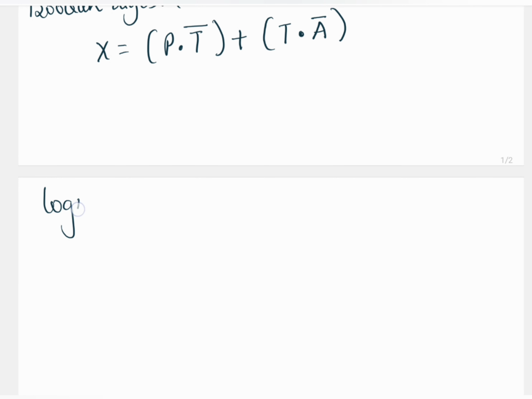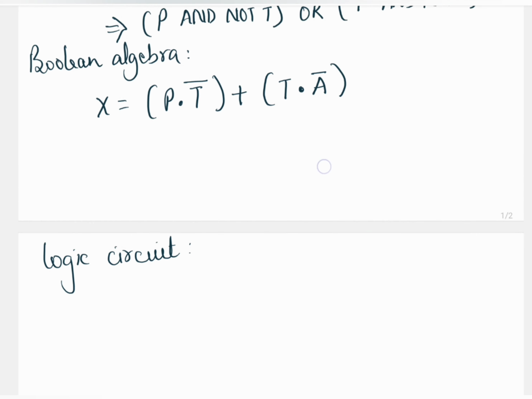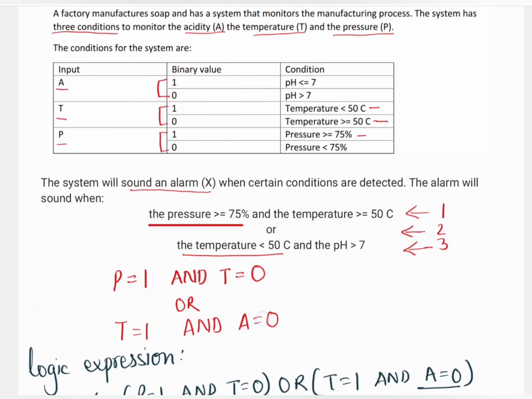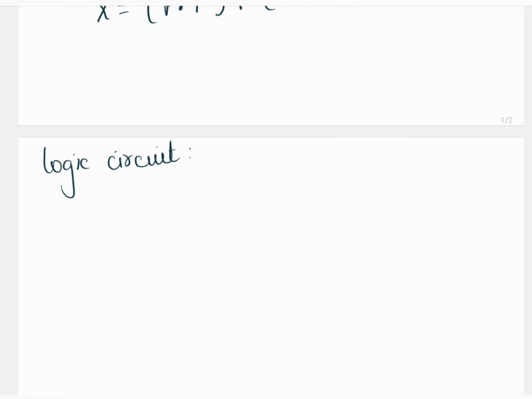Next job, logic circuit. We have got three variables. Looking at the table, I'll just scroll. Use the variables in the same order, A, T, P. So we are going to just use the same order. So it will be A, T, and P. These are the three input variables we are going to use.